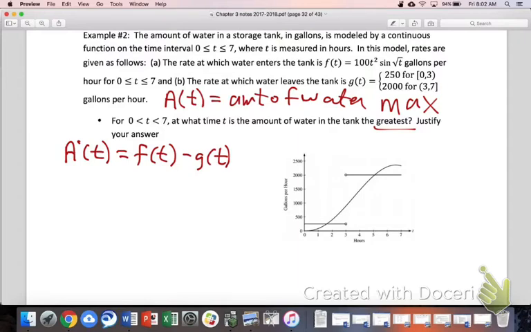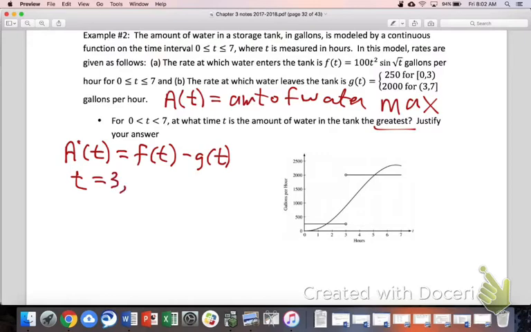Is there any place where A prime doesn't exist? Yes, there is. Where is it? 3, right? Double open right there on 3. So if G of t doesn't exist, which it doesn't at 3, then A prime doesn't either. So I'd say my first candidate is going to be t equals 3.